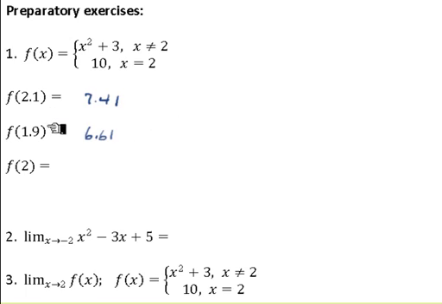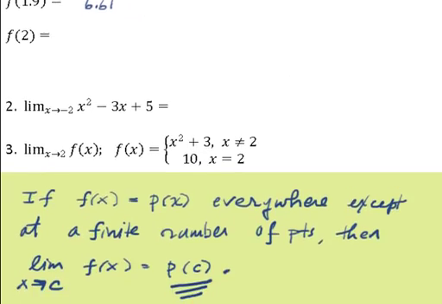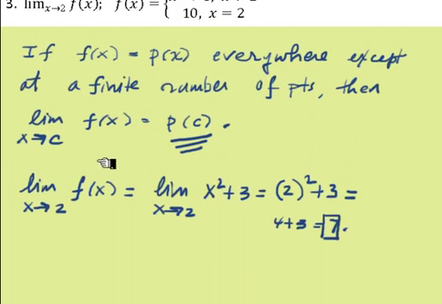So the value of the function evaluated close to 2 was close to 7. So that's why it makes sense that the limit as x approaches 2 should be equal to 7. If you substitute in values close to 2, you get values close to 7. Not close to 10, close to 7. All right, so that's why it makes sense that the limit should be 7.